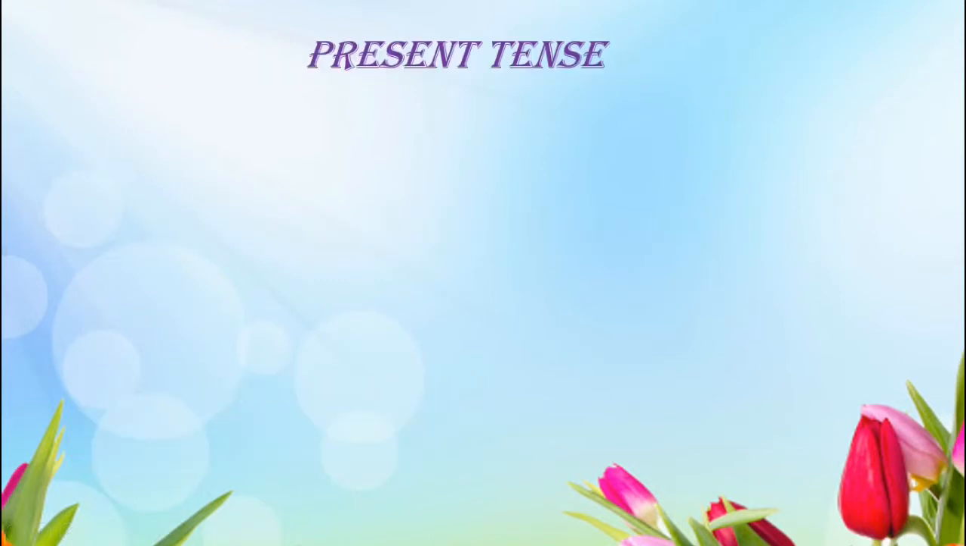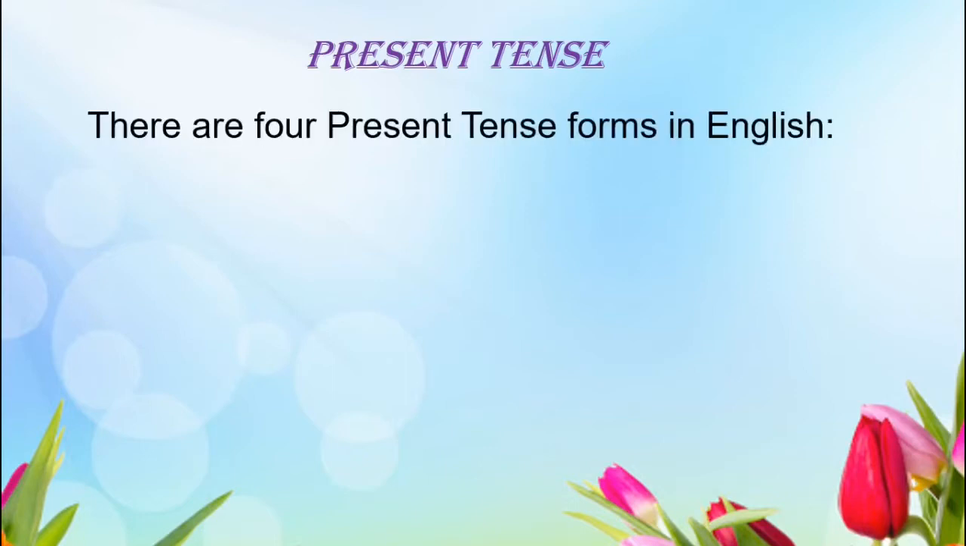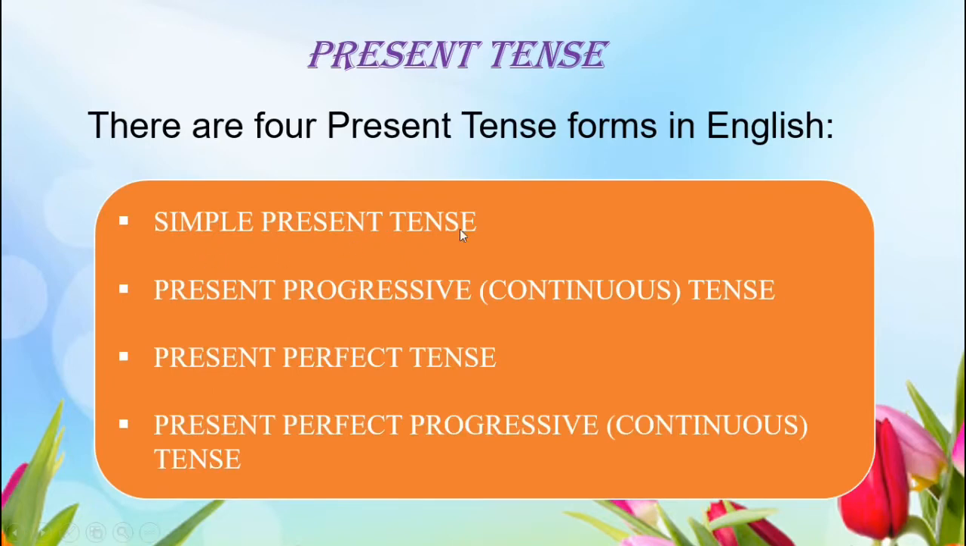Let's now talk about the present tense. There are 4 present tense forms in English. These are simple present tense, present progressive or continuous tense, present perfect tense, present perfect progressive or continuous tense. Let's first talk about the simple present tense.